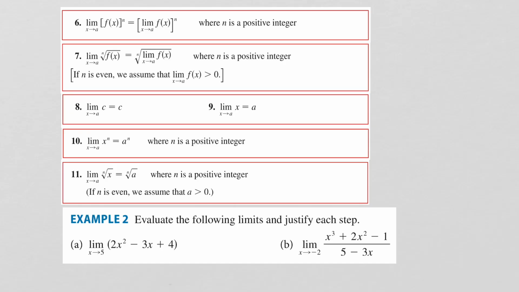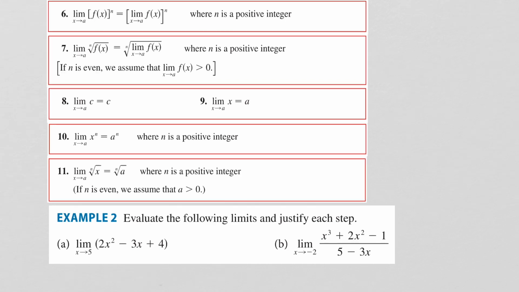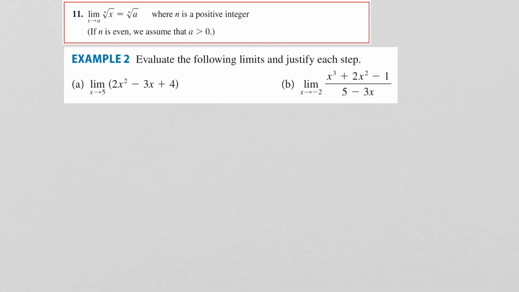We've already discussed these additional limit laws, so let's go ahead and take a look at a second example here. Part A says find the limit as x approaches 5 of the function 2x squared minus 3x plus 4. So the limit laws here tell us that we can take the limit as x approaches 5 of 2x squared minus the limit as x approaches 5 of 3x, and then plus the limit as x approaches 5 of the number 4.